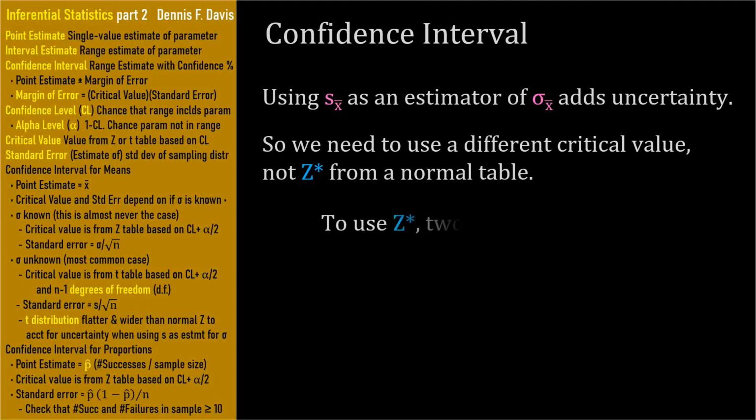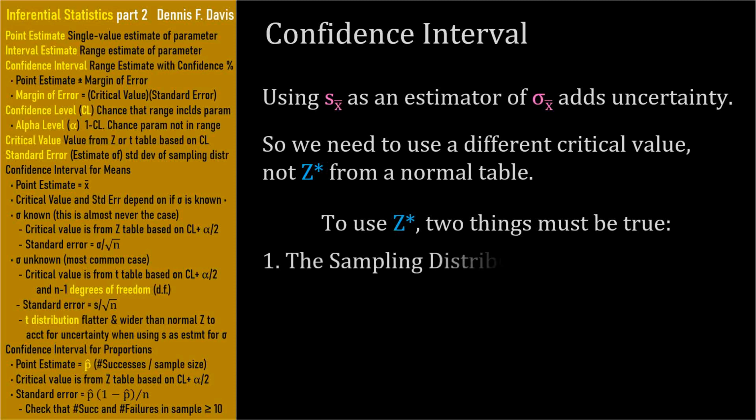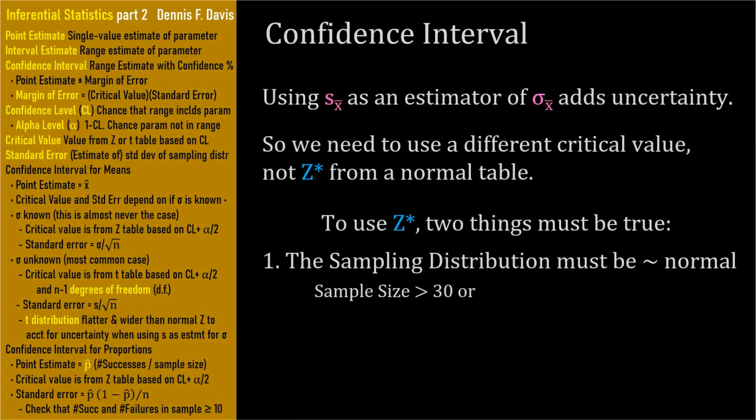To use a z-value from a normal table as the critical value, two things must both be true. First, the sampling distribution must be approximately normal. This constraint isn't so bad. As we showed in the video 1 demo, when the sample size is greater than or equal to 30, the sampling distribution is pretty close to normal. Or when the population itself is normally distributed, then the sampling distribution will be normal regardless of the sample size. So number 1 is often true.